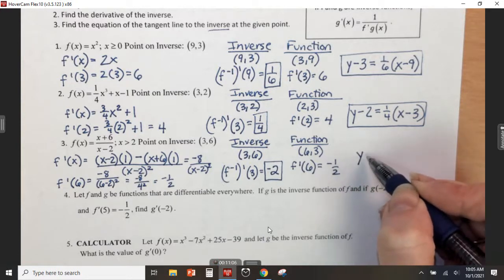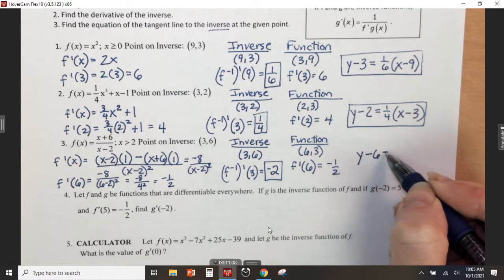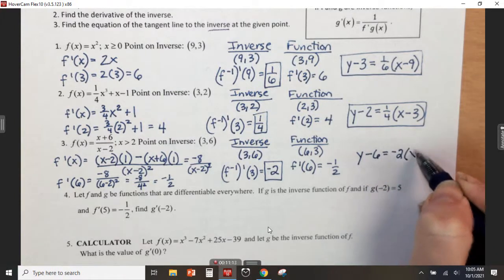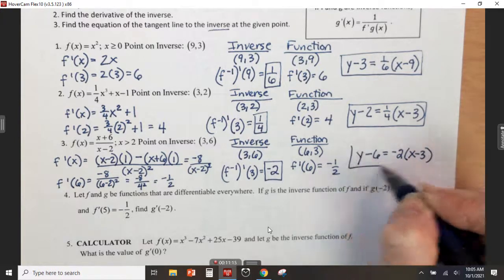y minus 6 equals negative 2 times x minus 3. Very good. That's the answer.